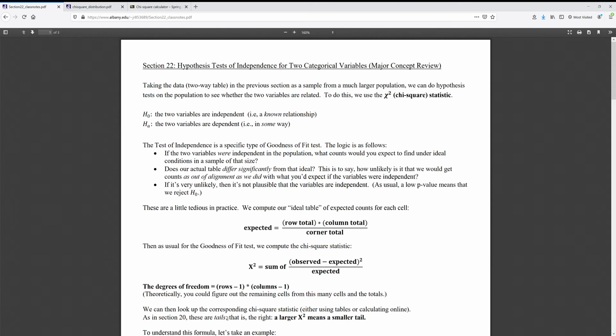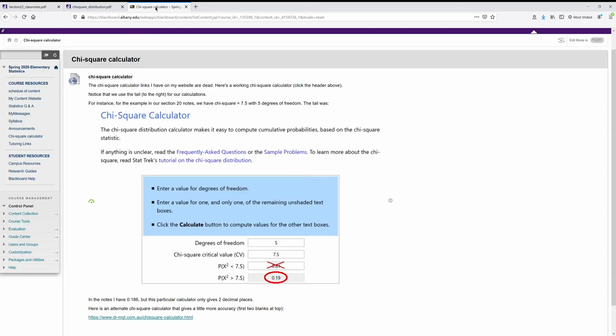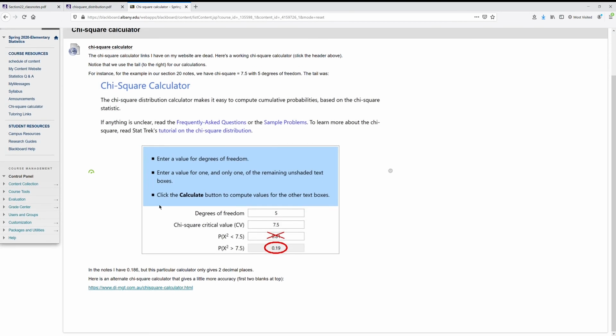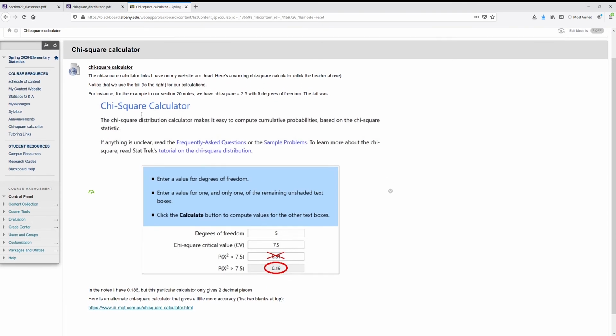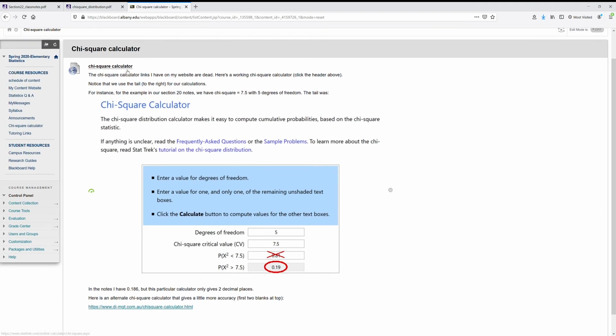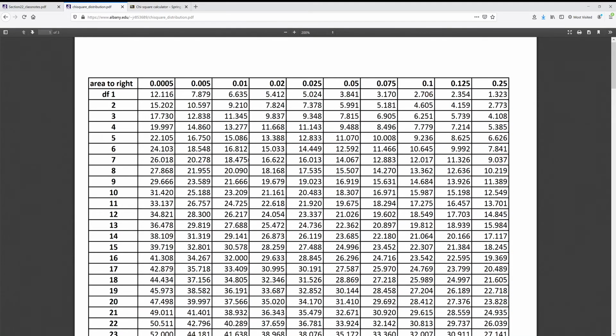Then, as always, we look up the corresponding chi-square statistic. Either we use a calculator, and it's the same calculator that we used last time. I've put a couple of them on here. I don't remember if that was before or after the section 20 video, but there are a couple of chi-square calculators to choose from here. Or you could ballpark it the way we did the t-values. We talked about it both ways, I think, in section 20, and we'll do it both ways here.